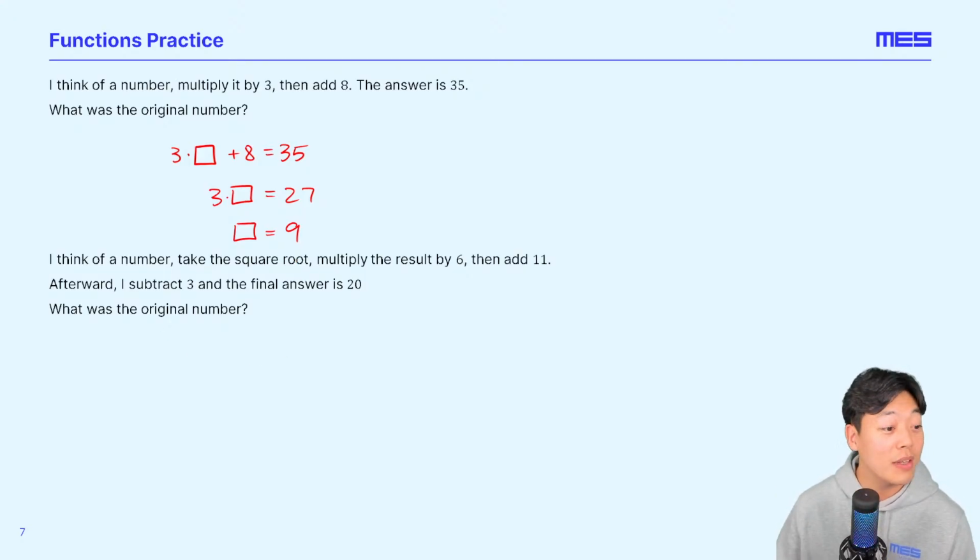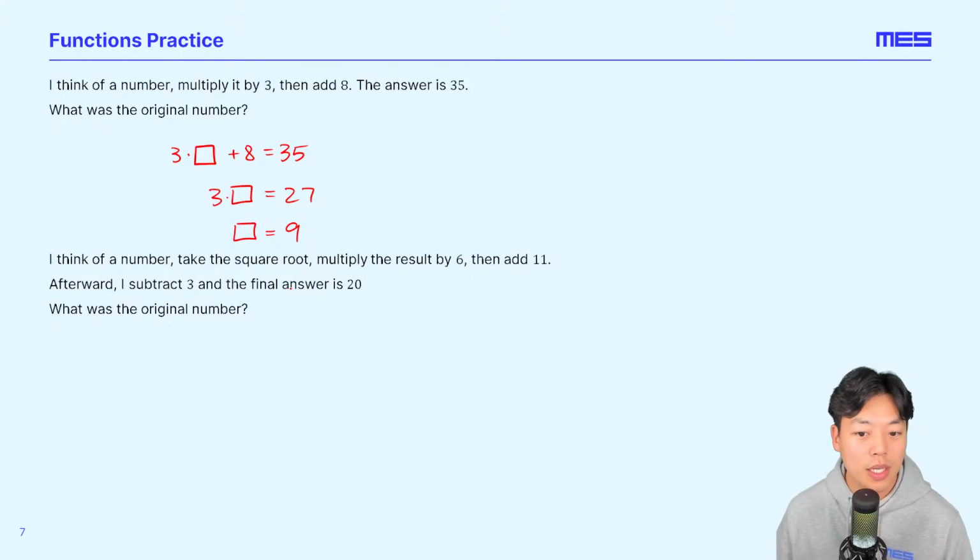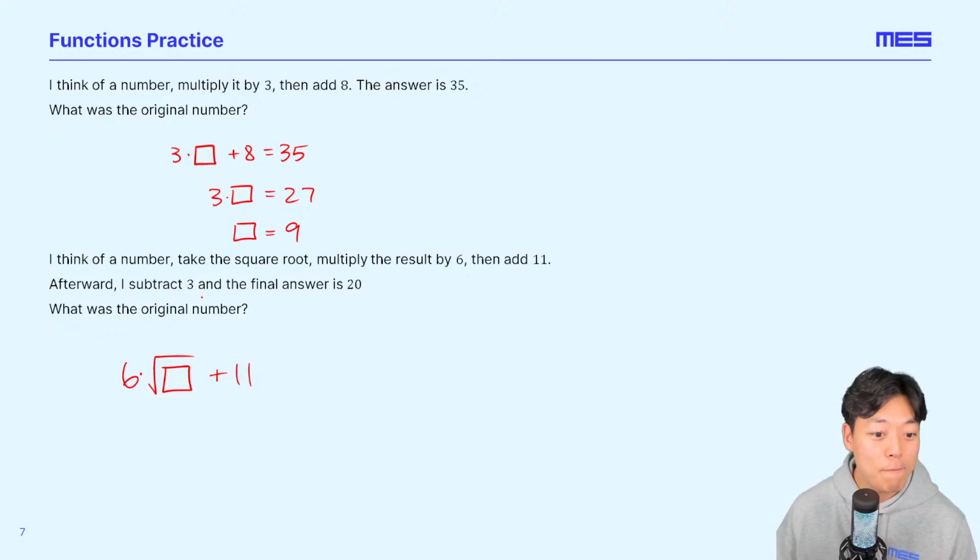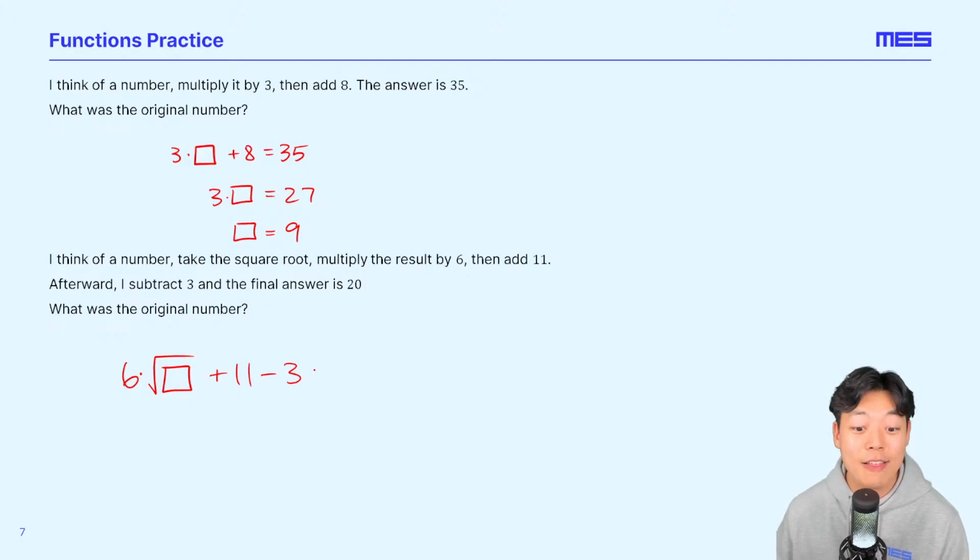Now let's try out this one. Let me know what you get in the chat. I think of a number, take the square root, multiply the result by 6, then add 11. Let's do this step by step. I think of a number, I take the square root of it, I multiply the result by 6, then I add 11. Afterward, I subtract 3, and the final answer is 20.